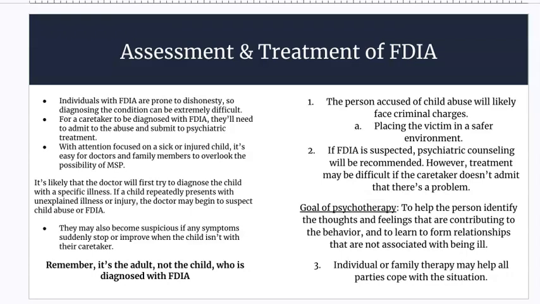So as for treatment for a factitious disorder imposed on another, first and foremost, it'd be most important to place the victim in a safe environment and give them therapy to cope with what their experiences were. The person accused of child abuse will likely face criminal charges, depending on severity. If FDIA is suspected, psychiatric counseling will be recommended. However, treatment may be difficult if the caretaker doesn't admit that there's a problem.